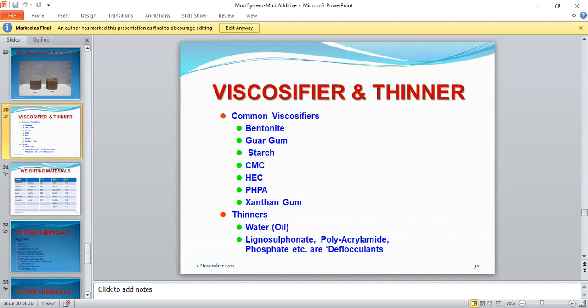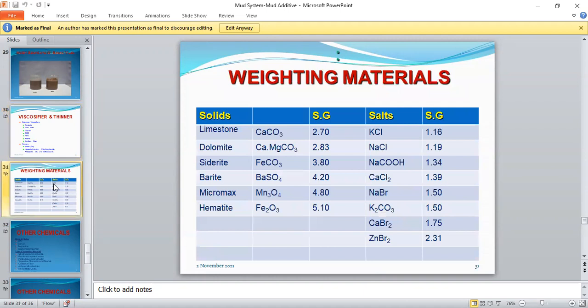Also, lignosulfonate and polyacrylamide. It's also thinner for water-based mud. Phosphates are also thinners. Deflocculants are also thinners for water-based mud and also for oil-based mud. First of all, viscosifiers, we have looked at it, and we have looked at thinners. If your mud is too thick, thin it. What do you use in thinning it? You can put water, you can put oil, depending on the type of mud, and you can also put a chemical that will chemically break down the polymer chains that give viscosity.